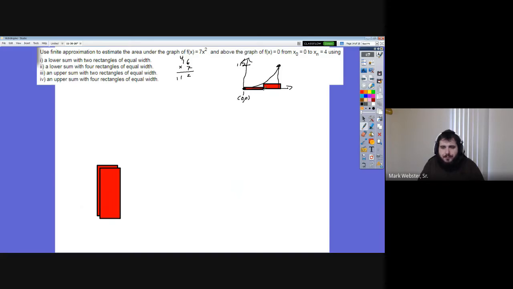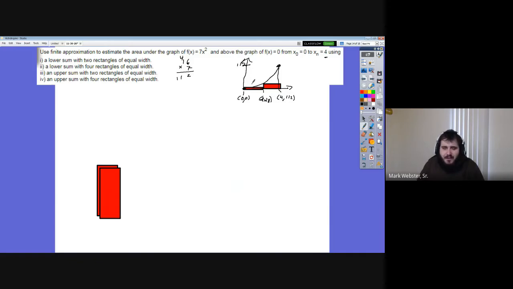Here, the x value is 2, since we have 2 equally spaced rectangles going from 0 to 4. Well, what's 2 squared times 7? What's 4 times 7? 28, right? And then here, at the edge, x equals 4, and 16 times 7 is 112. Right? So these are all the numbers that we need.